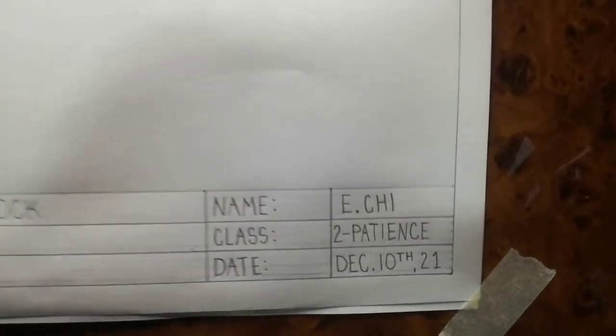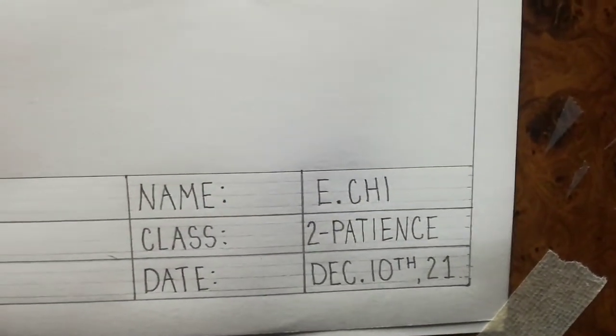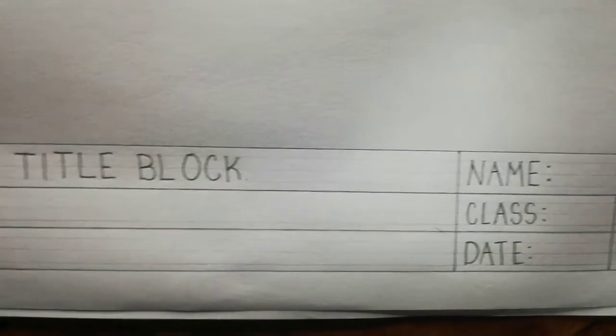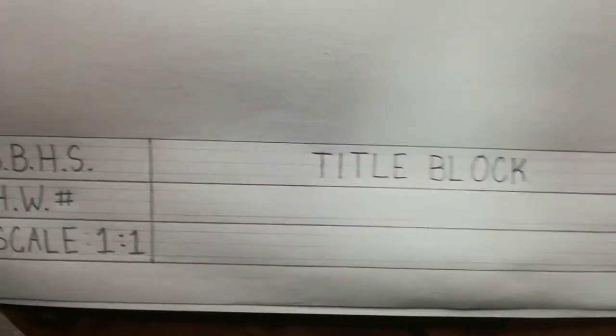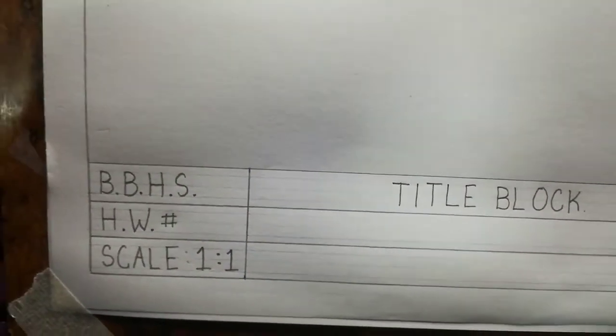This video is showing the second form students how to draw the title block. As mentioned in class, the title block includes a border and an acceptable way of writing information about the drawing and the student doing the drawing.